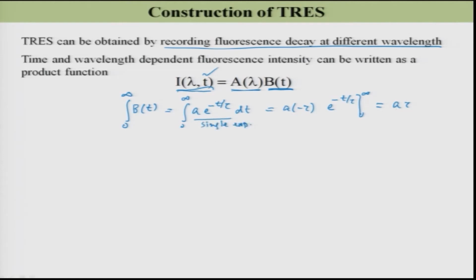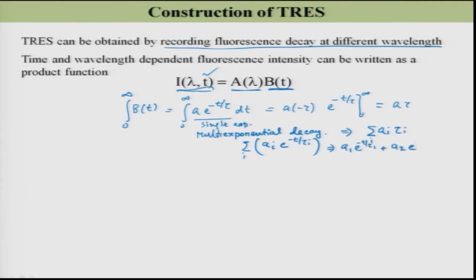So, I will get this one. If it is a multi exponential decay, this is going to be the sum over i of a_i tau_i. In this case, the decay function is the sum over i of a_i e to the power minus t by tau_i. This is my fluorescence decay, right. It means a1 e to the power minus t by tau 1 plus a2 e to the power minus t by tau 2 and so on, depending on the value of i.